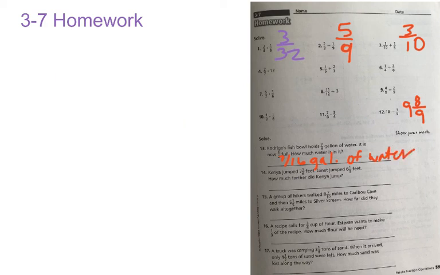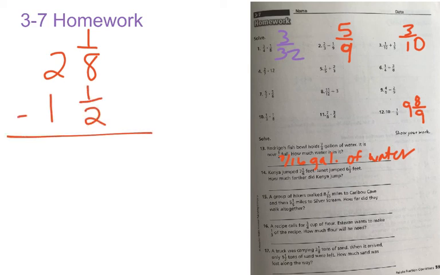We're going to go ahead and look down to number 17 and complete that together. A truck was carrying 2 1/8 tons of sand. When it arrived, only 1 1/2 tons of sand were left. How much sand was lost along the way? So this problem is, we started out with an original number, and by the time they traveled, they had lost quite a bit. We have a subtraction problem here. What we have is 2 1/8, and from that we are subtracting 1 1/2, because that's what they were left with, to figure out how much was lost.